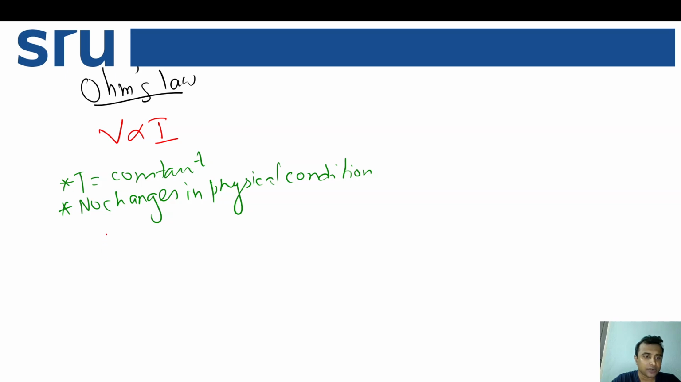So what was the outcome of this law? V varies as I. What is the potential difference V, and what is the current I? We will get to that after a minute. Now this is a mathematical equation of a variation. To remove this variation sign, we need a constant on the right hand side. So you can simply write V equals R, a variation constant, times I.